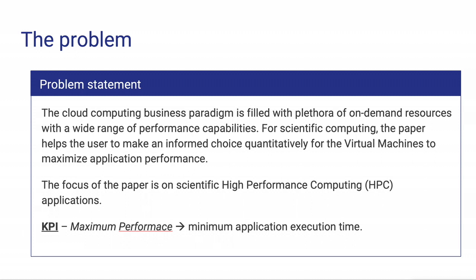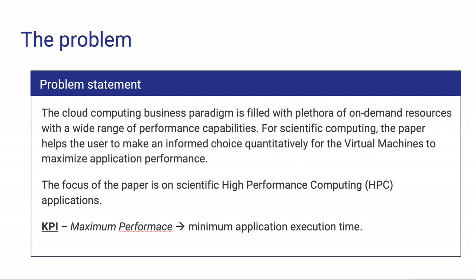To define the problem statement, the cloud computing marketplace has a lot of on-demand resources with a wide range of performance capabilities. This means that we have machines ranging from 4 GB RAM to 1000 GB RAM, and this makes it challenging for us as researchers and practitioners to decide which compute resources will be useful for us in terms of performance, cost, and performance and cost overheads.